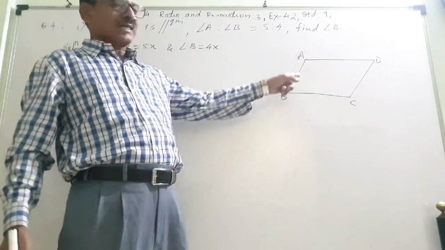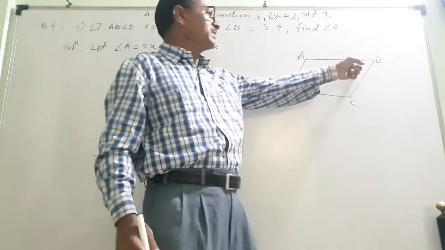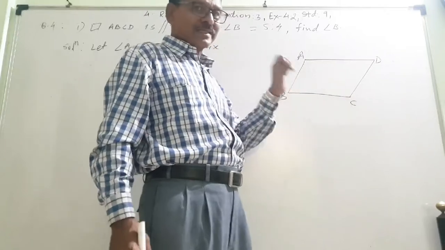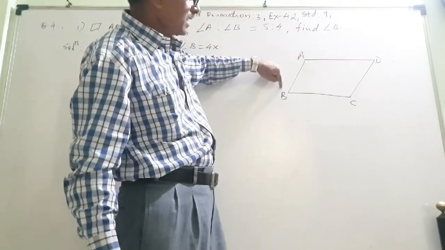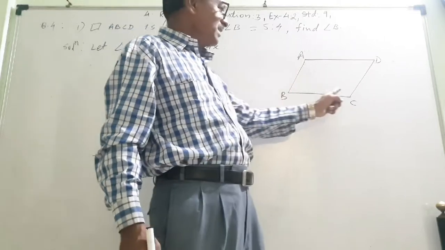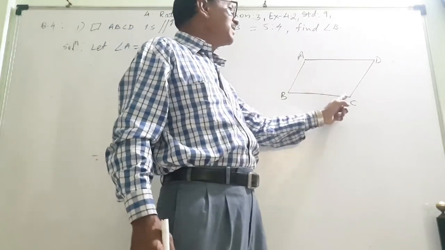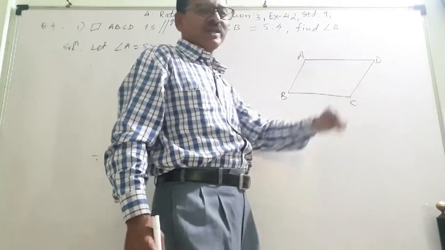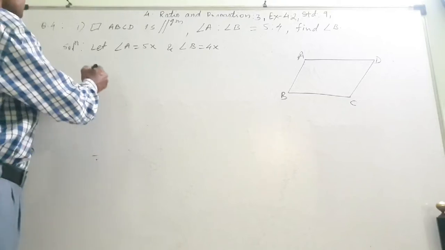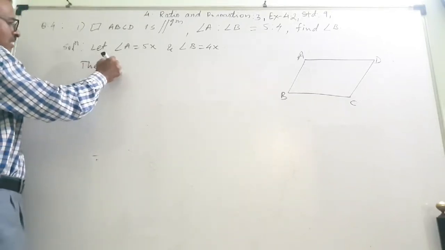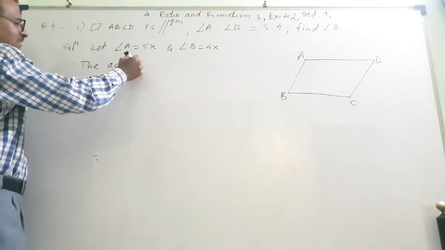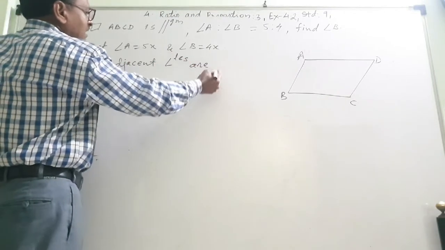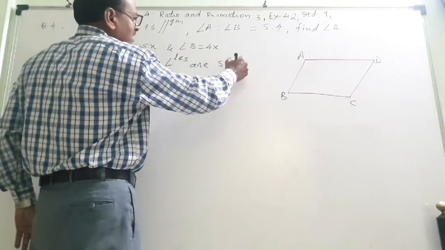The adjacent angles are supplementary. Opposite angles are equal. B and D are equal, A and C are equal. But adjacent angles, this and this, their sum is 180. This and this are adjacent, their sum is 180. So the adjacent angles are supplementary. Supplementary means their sum is 180 degrees.